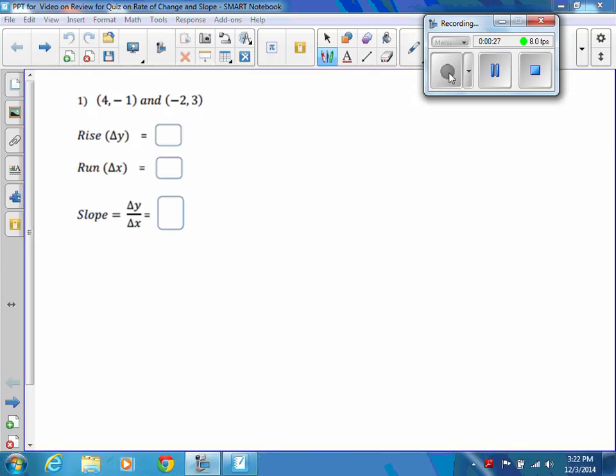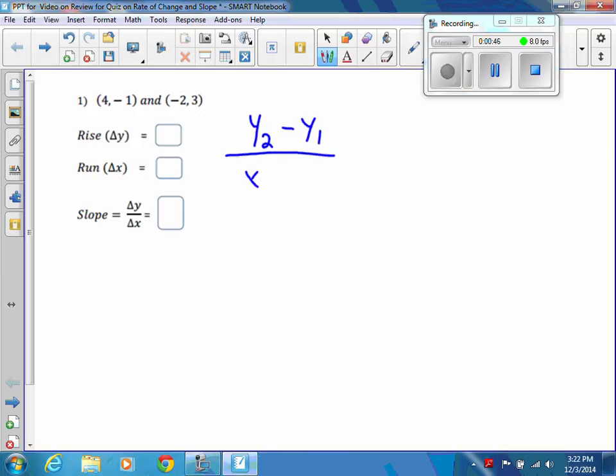All right, the first thing here, we have given our two ordered pairs, (4, -1) and (-2, 3). We have to find the slope. So just given points, we need to find the slope. Well, we already know that we have a formula for this. We have y2 minus y1 over x2 minus x1. So that's one of the first things.